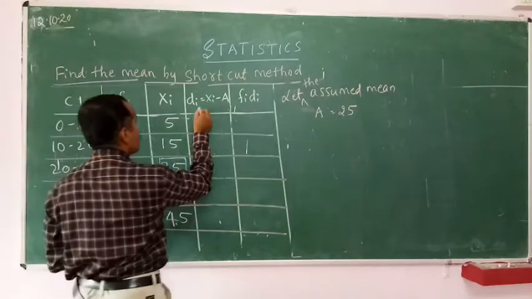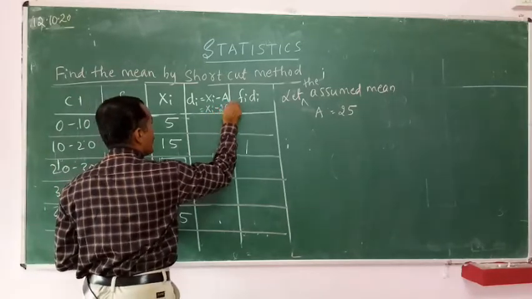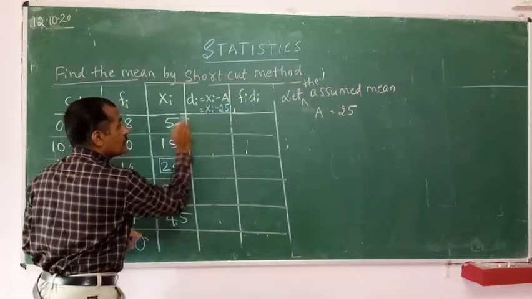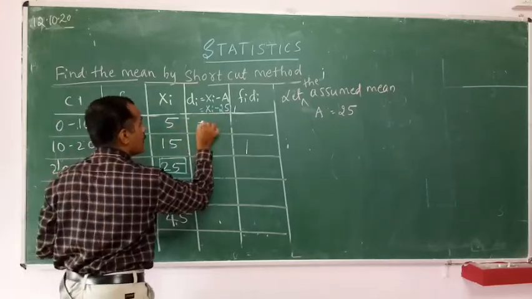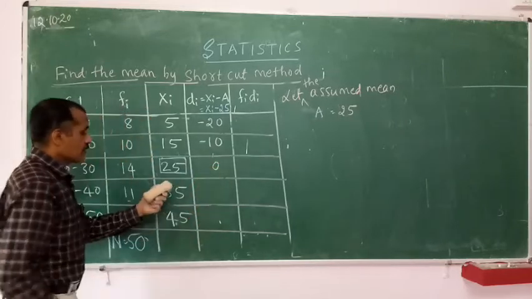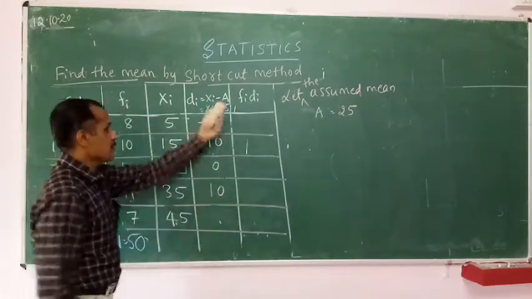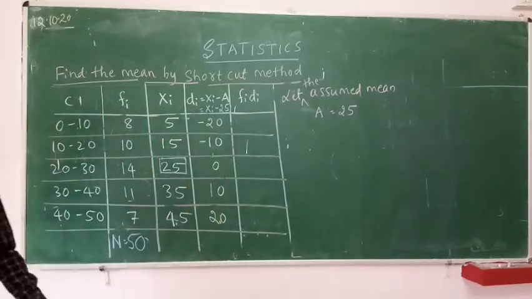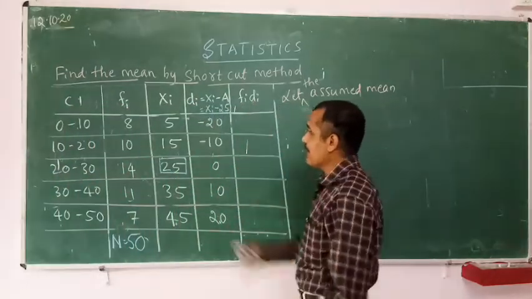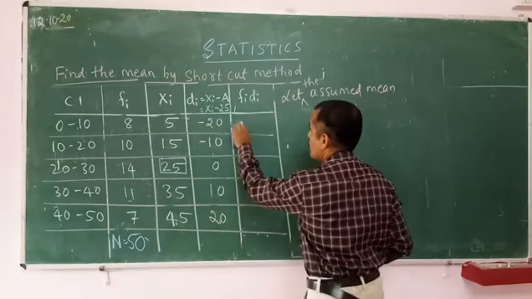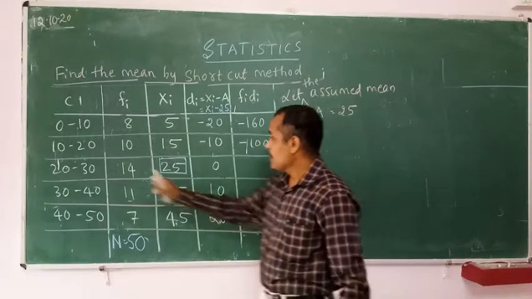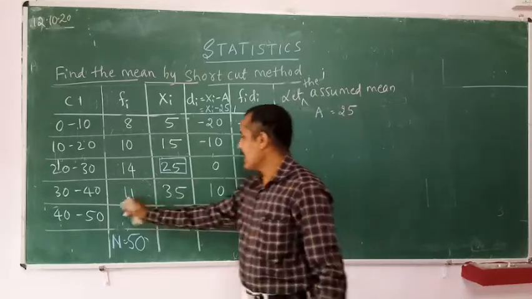I will write here di, which is equals to xi minus 25. 5 minus 25 is minus 20. 15 minus 25 is minus 10. 25 minus 25 is 0. 35 minus 25 is 10. 45 minus 25 is 20. What have we got? We got the value of the deviation. Now we are going for fidi. 8 into 20 are 160 with a minus sign. 10 tens are 100 with a minus sign. 14 into 0 gives you 0. 11 into 10, 110.